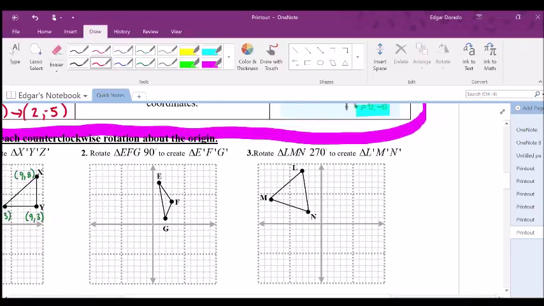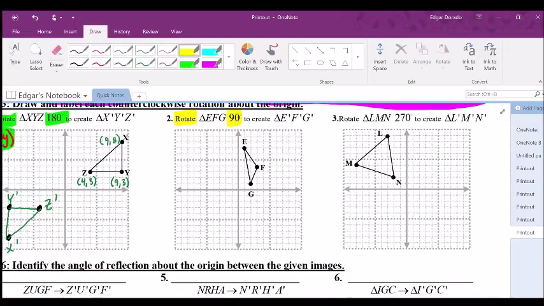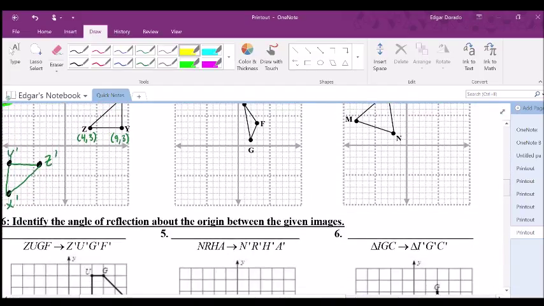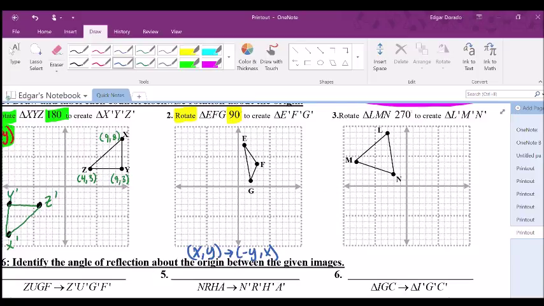All right, so keep those things in mind, guys. Again, notice that I had to reference back up to the top chart in order to figure out what I had to do. All right, this next one says to rotate 90 degrees, triangle EFG. So let's go ahead and do it. Let's find our rule. To rotate 90 degrees, I have to go from (x, y) to (negative y, x). Let me make sure that's right. Yes, it is.